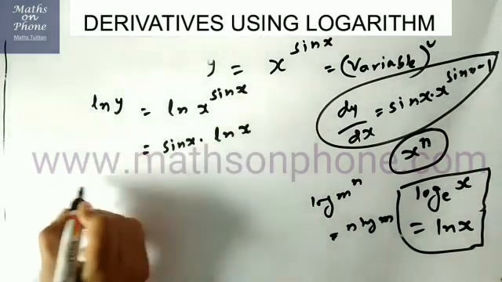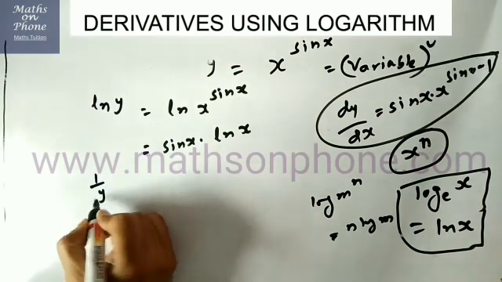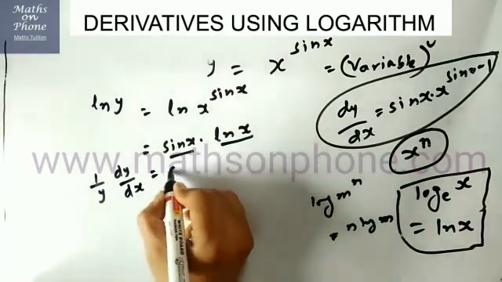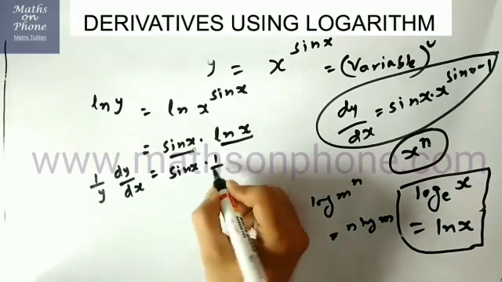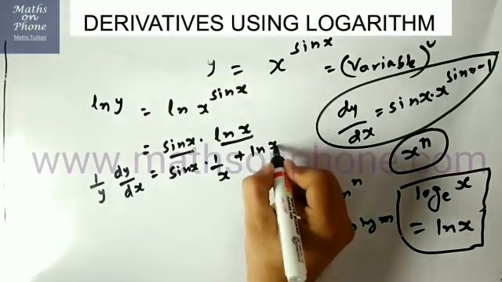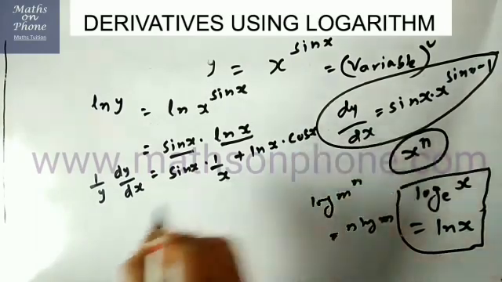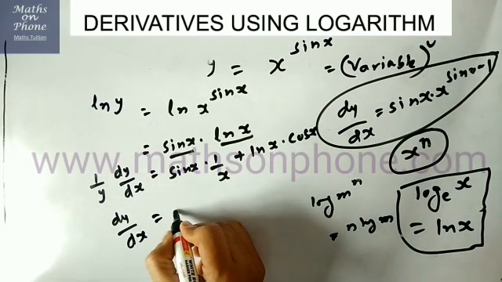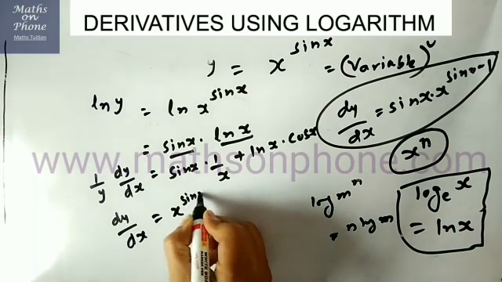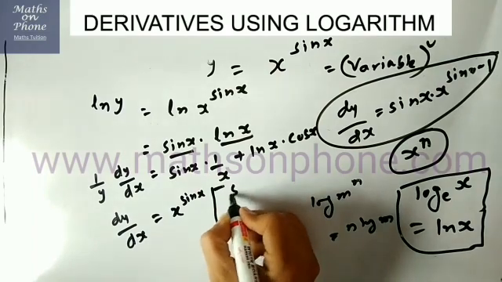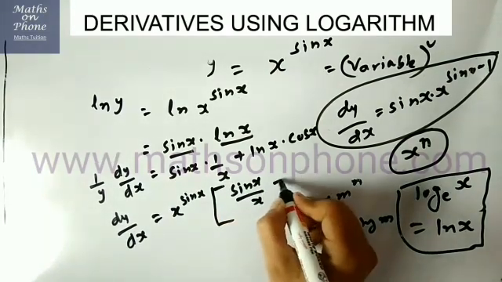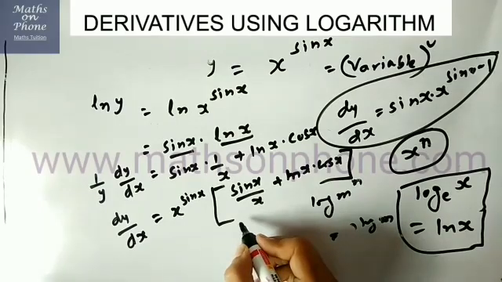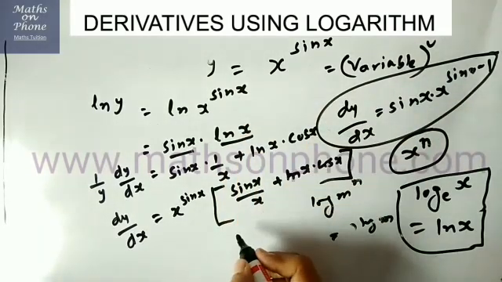Differentiating both sides with respect to x. What is the differentiation of log y? It is 1 by y into dy by dx, is equal to, this is u into v form, sin x as it is, differentiation of ln x is 1 by x, plus ln x as it is, differentiation of sin x is cos x. So dy by dx is coming out to be, y we are taking to that side, which is actually x to the power sin x, this is for y I am writing, into sin x by x plus ln x into cos x. This is the simple derivative principle for variable to the power variable.